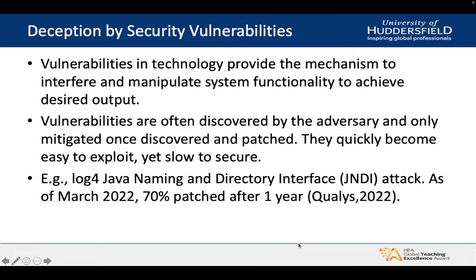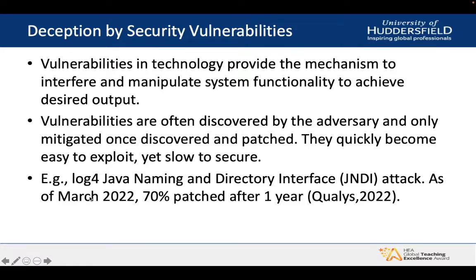They're often discovered by the adversary in the first instance, and then reactively mitigated and patched once somebody reports it, once the exploit becomes known. And this is obviously a slow and problematic process, and this is why security is such a key concern when you've got critical applications. So just a recent example to put in here, which is not really related to autonomous systems, but it shows you how slowly things are actually patched and fixed.